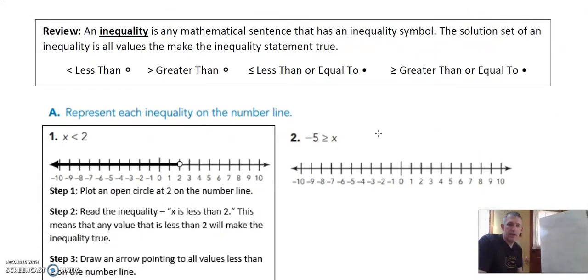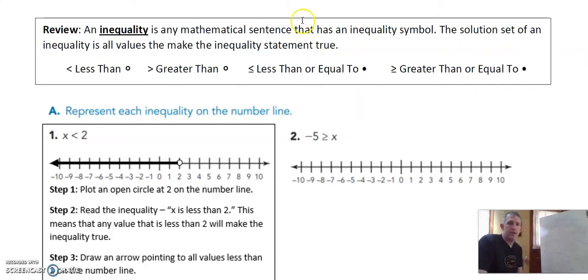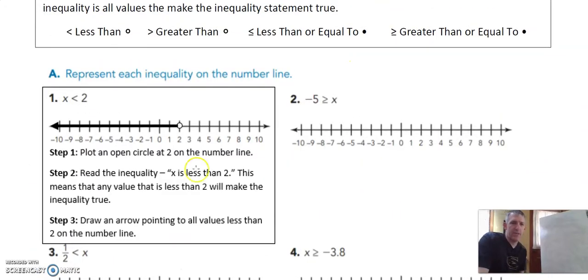It's talking about inequalities. It says an inequality is any mathematical sentence that has an inequality symbol. Inequality just means not equal. So the solution set of an inequality is all values that make the inequality statement true. Again, solution makes the statement true, whether it's an equation or an inequality. So we could have the less than sign, the greater than sign, the less than or equal to, or the greater than or equal to. And here is our example that they did for us.